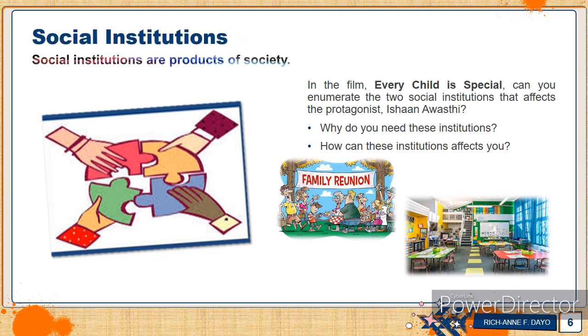After the lecture, meditate on the film Every Child is Special. In the film, can you enumerate the two social institutions that affect the protagonist Ishan Awasti? Why do you need these institutions? How can this institution affect you? Answer those questions to appreciate social institutions.